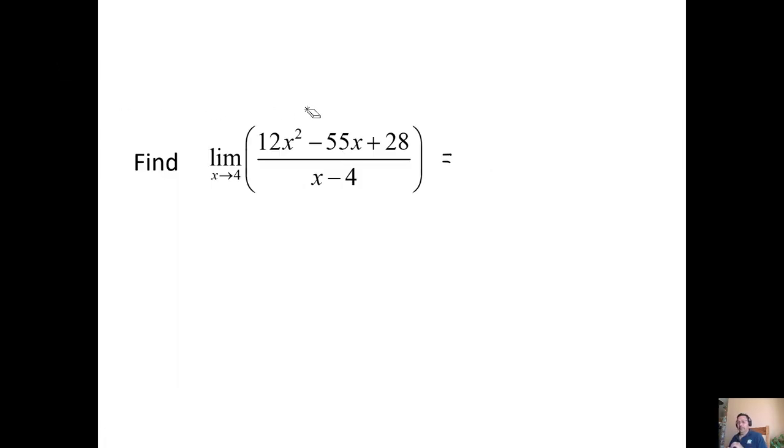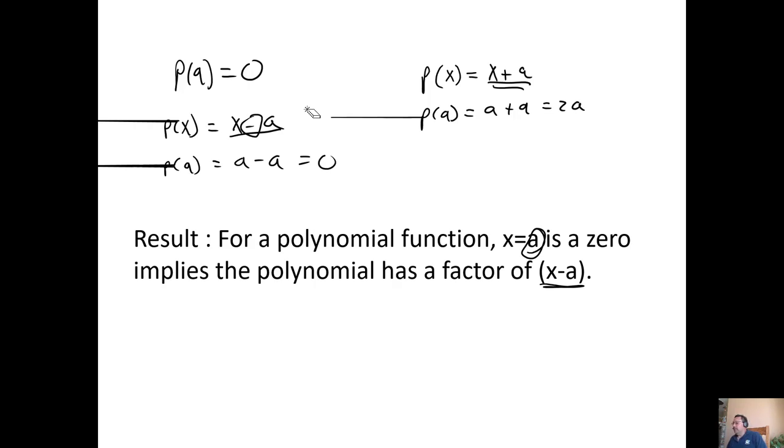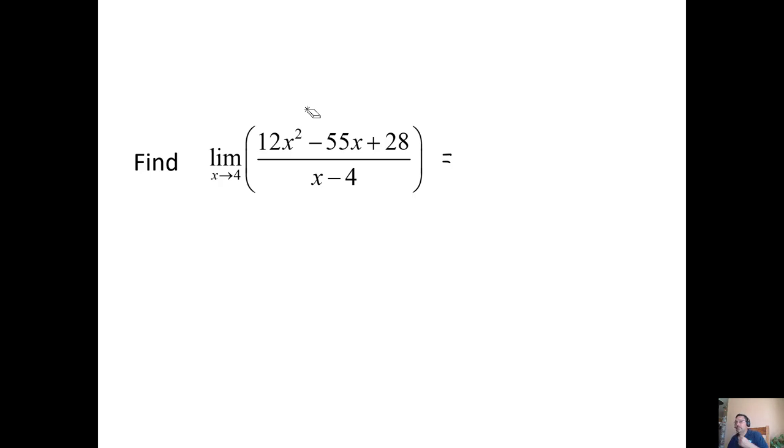So again, here's where I'm going to use what I told you. For a polynomial function, x equals a is a 0 implies the polynomial has a factor of x minus a. So when we plugged in the 4 into the numerator, we got a value of 0. So what that means is that this numerator has a factor of x minus 4. And to figure out how it factors, since we have a trinomial and one of the binomials is x minus 4, then the x times whatever goes here has to give me 12x squared. So there's only one choice for that, 12x. And then because we end up with a plus 28, then the minus 4 times whatever goes here has to give me plus 28. So that has to be minus 7.